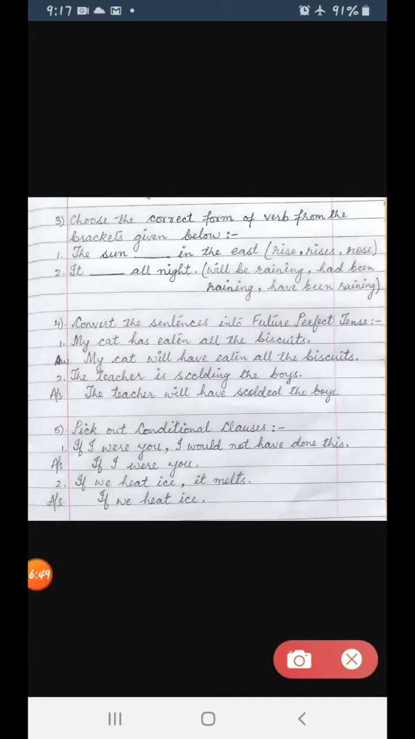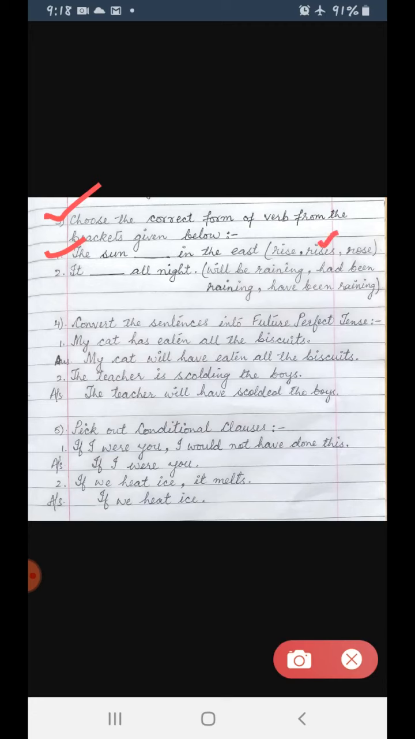Next. Number 3. Choose the correct form of verb from the brackets given below. Number 1. The sun dash in the east, and here in the bracket it's given options: rise, rises and rose. So what is the correct answer? The sun rises in the east.